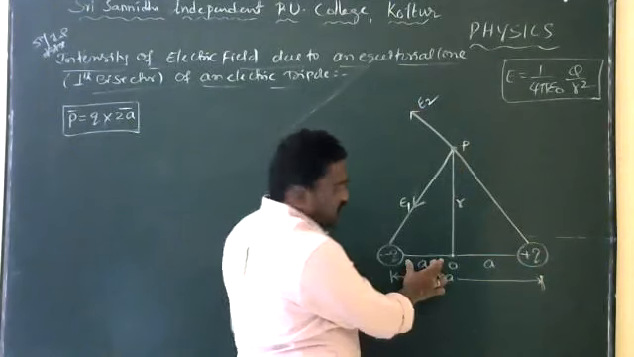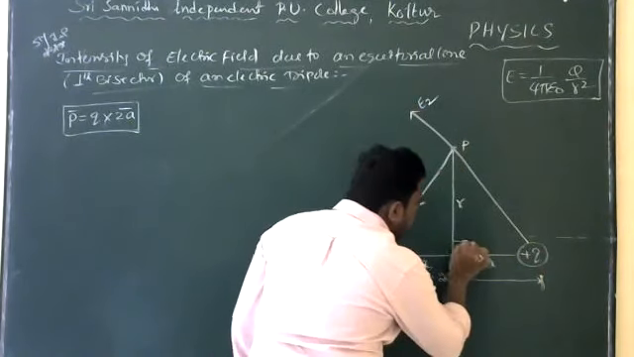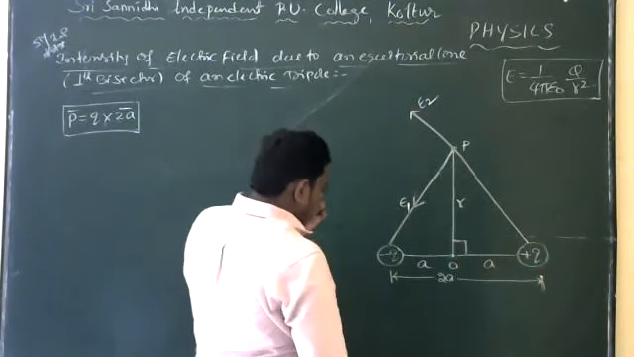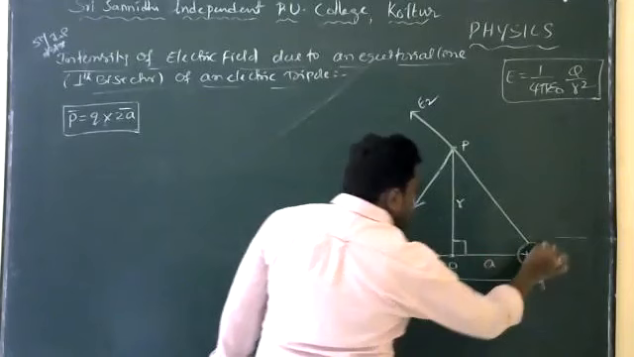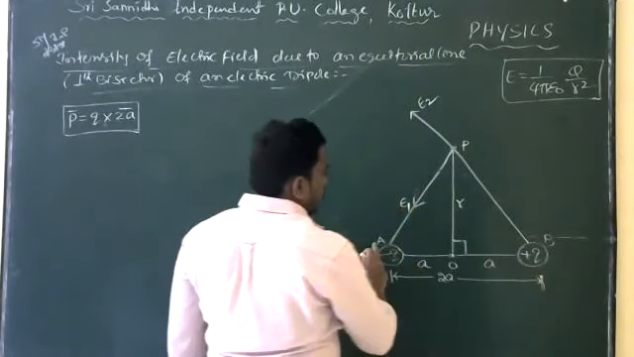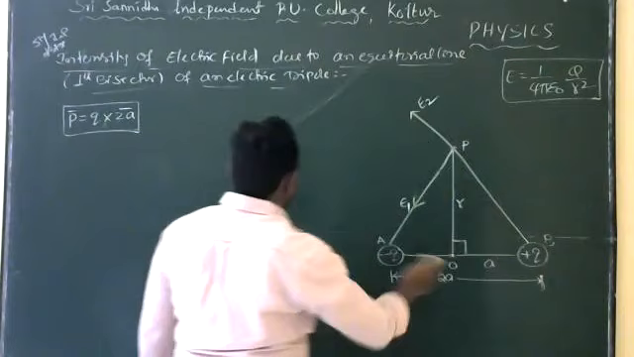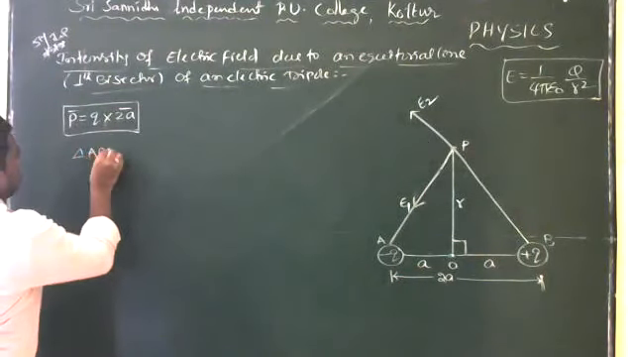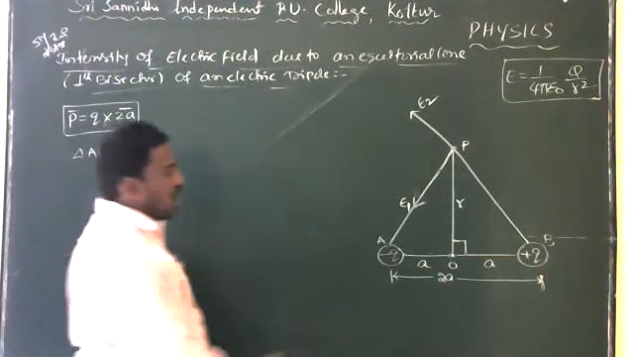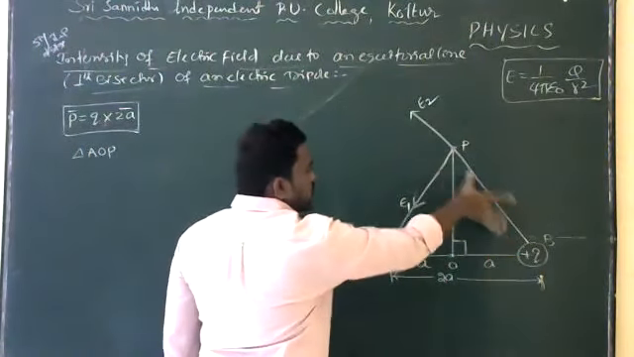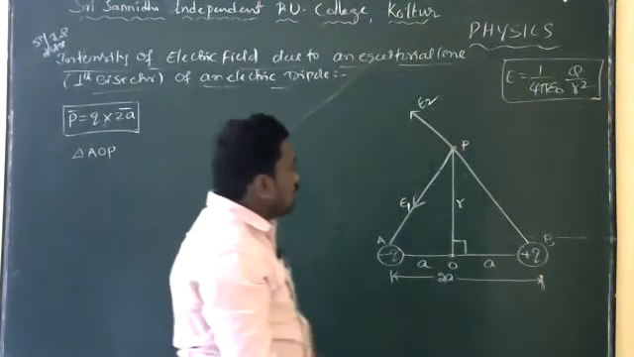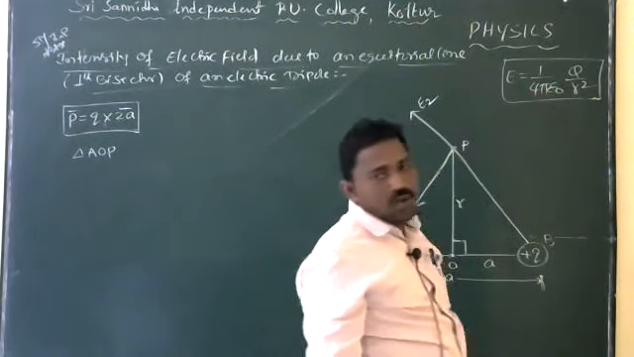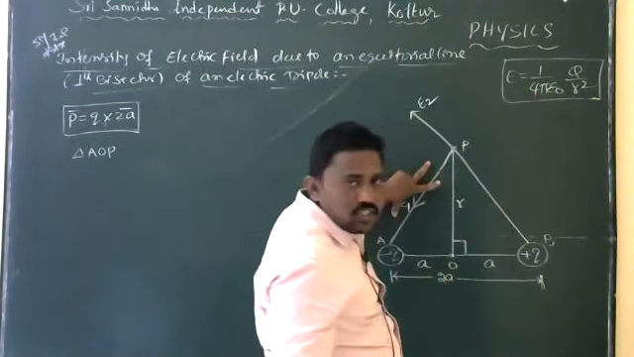So this is A, and this is r. This is the perpendicular bisector. Here this is A, and this is point B. Now if we take triangle AOP, we calculate the distance between AP, and BP has the same value, because the formula is 1 by 4 pi epsilon naught q by r square. So we need the AP square distance.